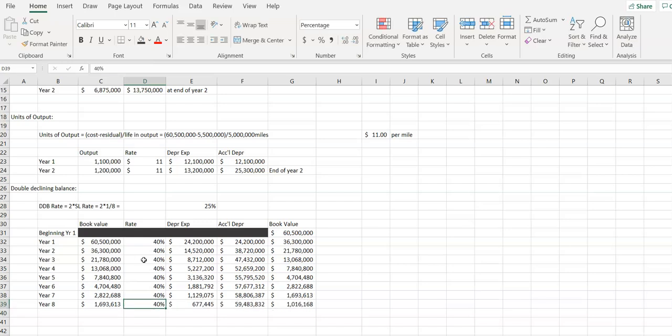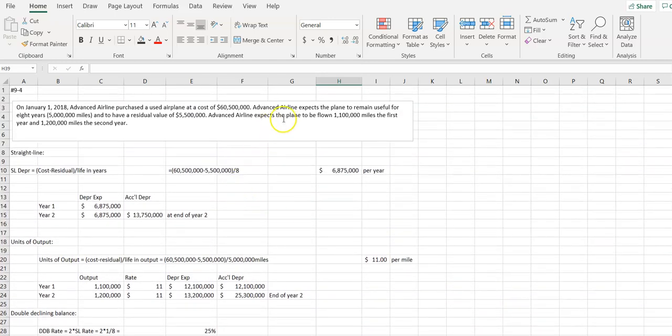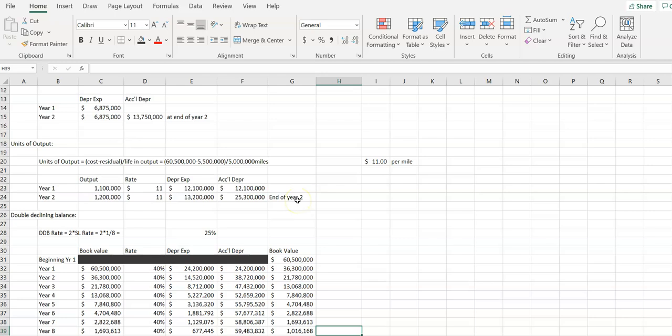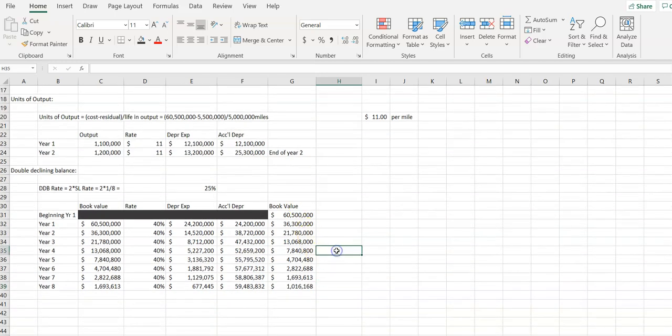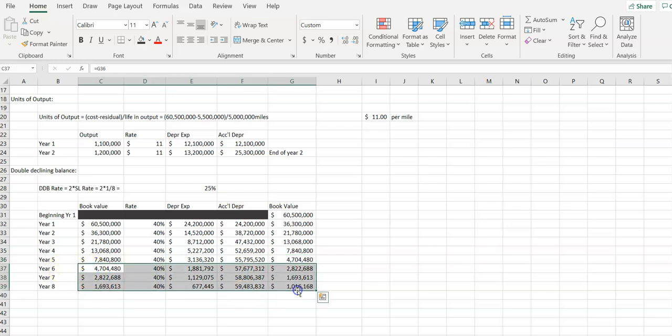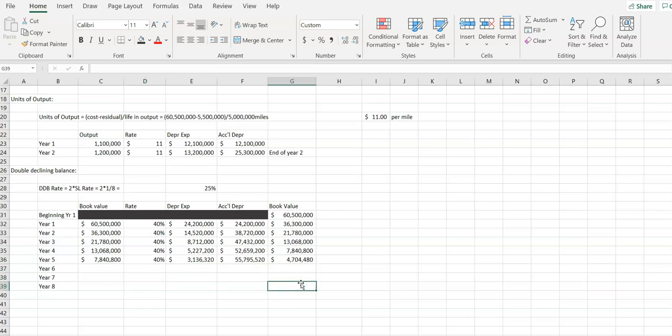There. Okay, now, here's what I wanted to show you, though. You have to stop when book value hits residual. And in our case, residual value is $5,500,000. So really, we're going to stop somewhere in here between year 4 and 5. Because this right here has to be $5,500,000. So you're only going to do it for 5 years. You're not going to do it for the whole time. So this can all go because we're not going to do it.